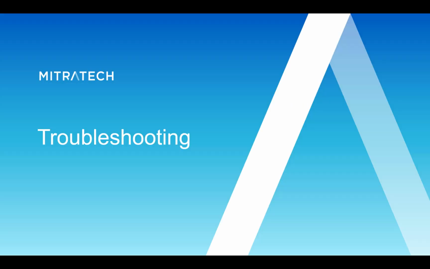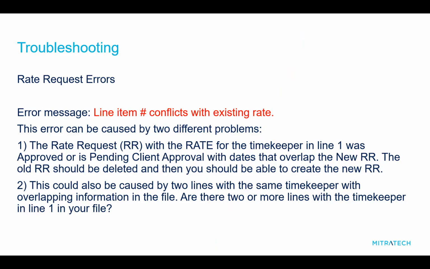All right, now we'll move on to just a few troubleshooting tips before we end. Sometimes when we have rate request errors, we'll see an error message that says line item number conflicts with existing rate. Now this error can be caused by 2 different problems.